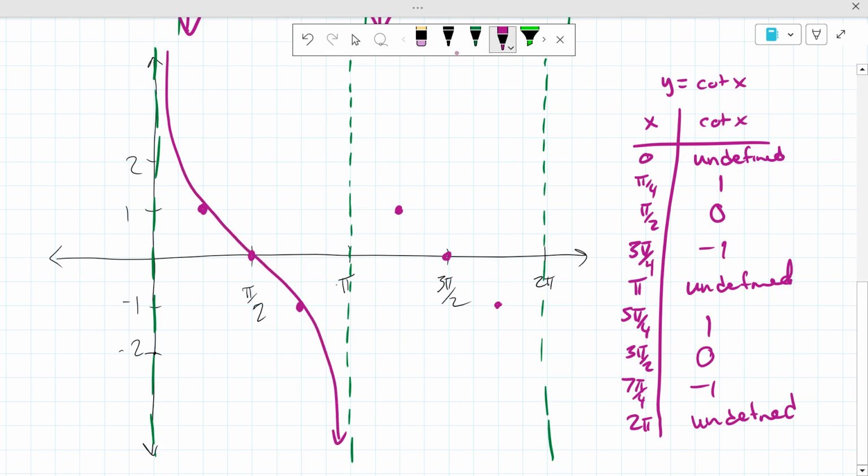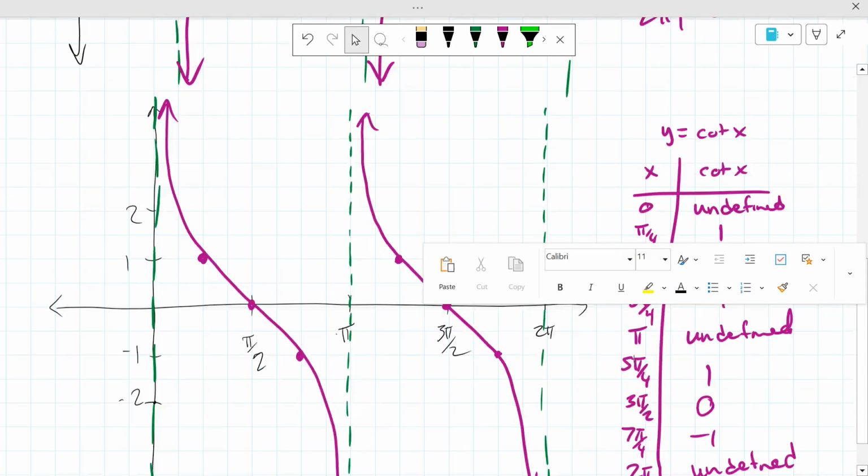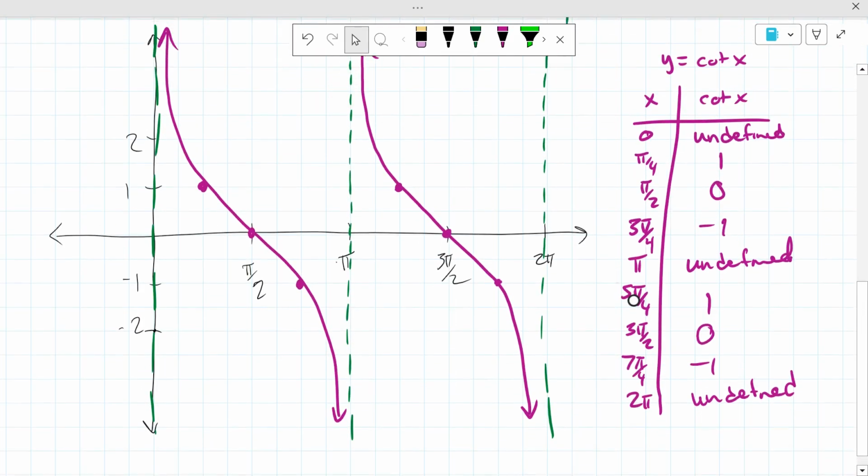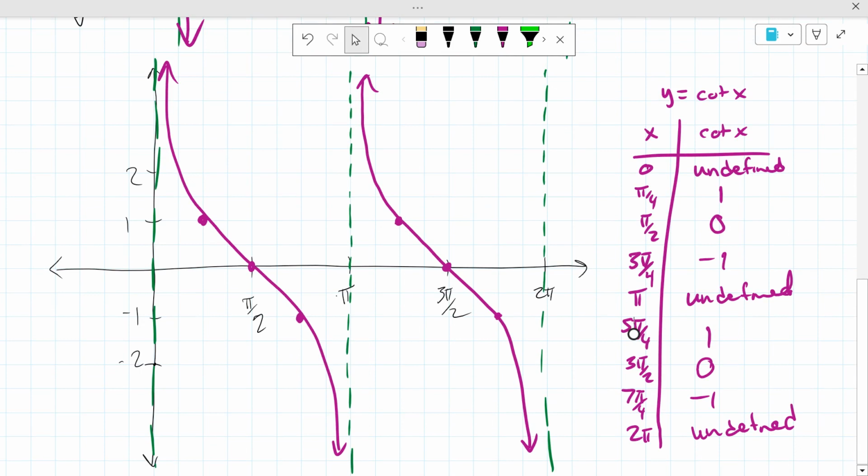So the cotangent and the tangent mirror each other, except the cotangent has a negative slope. Tangent has a positive slope. And they're not quite in the same place. They're pi over 2 away from each other where the asymptotes are. Negative slope versus positive slope, but that's what they look like.